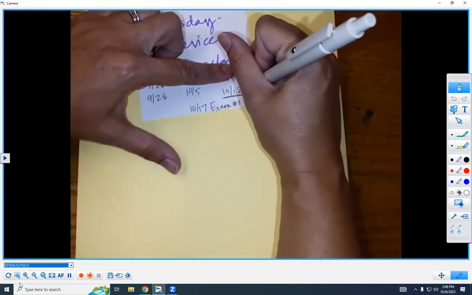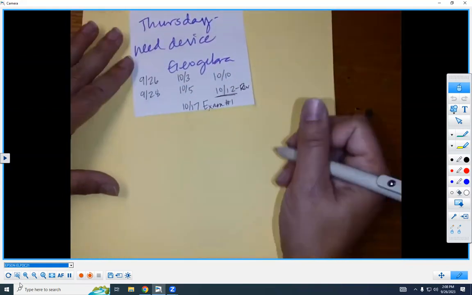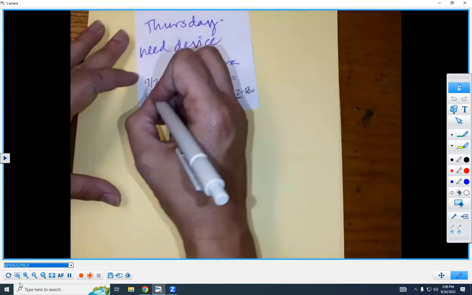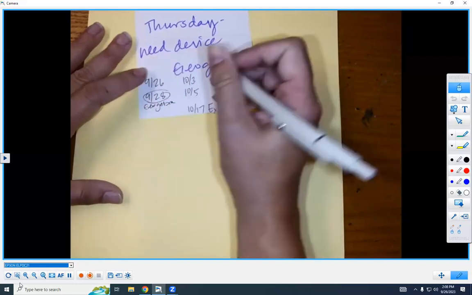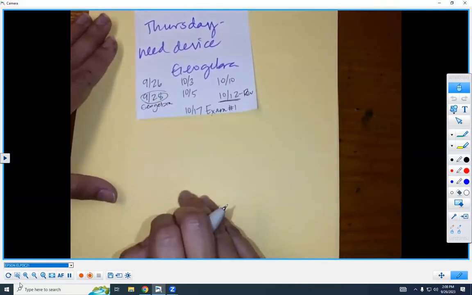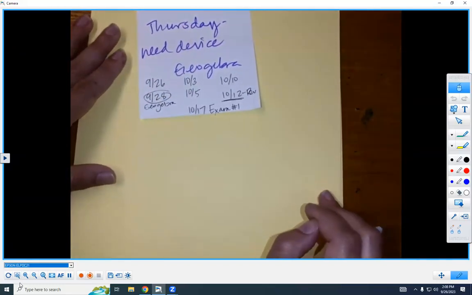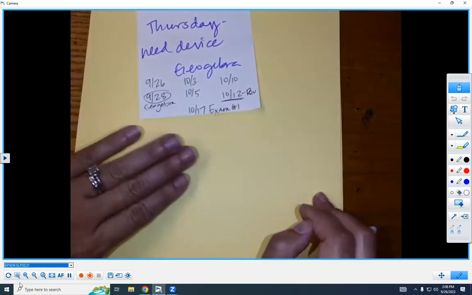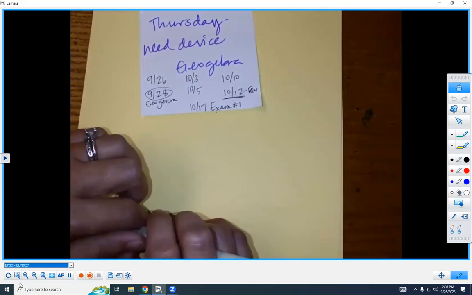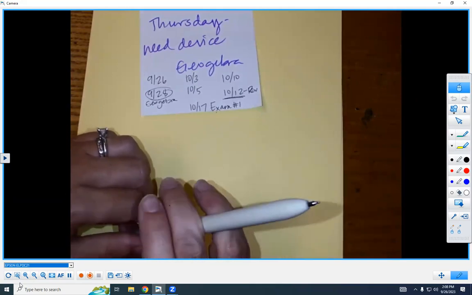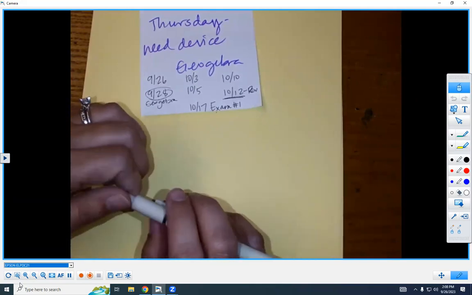We are going to review on the 12th. And we are doing proofs every other day except for this day. This is GeoGebra day, but we're doing proofs on all the other days. So just a heads up, exam number 1 is going to be on the 17th. Questions about that?